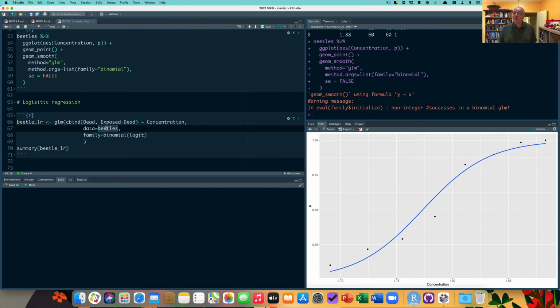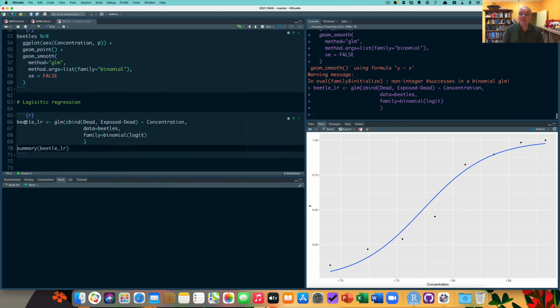And our predictor is concentration. We say where to get the information, as always, beetles. And then we need to let it know what type of generalized linear model we're doing. In this case, we're doing a logistic regression, which means that we're trying to model it with a binomial. And the way that we're linking our slope and intercept and concentration to our probability is by using the logit. So we run that.